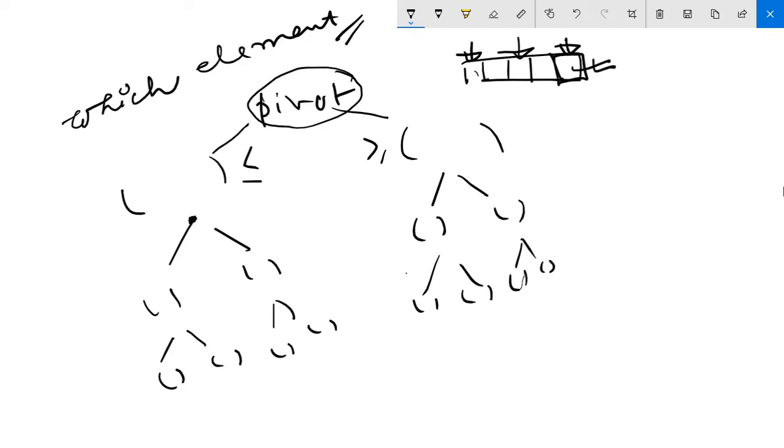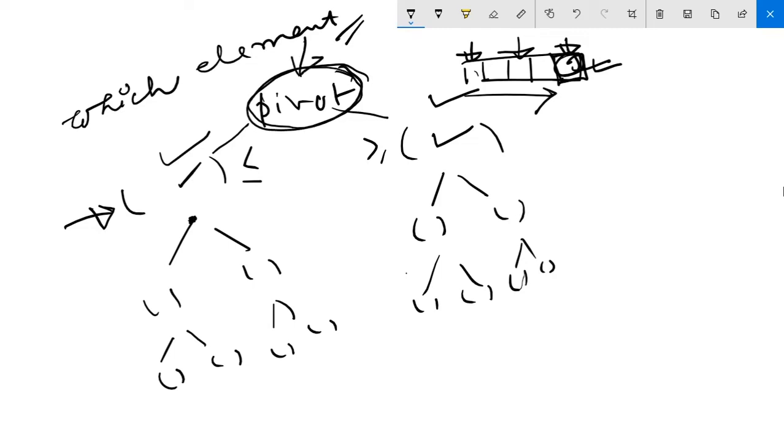Only thing is that after choosing the pivot element, the scanning of the whole array will happen. Whichever element is less than the pivot element will come to the left side. Whichever element is more than the pivot element will come to the right side. Is it clear or no? Next time you will pick another pivot element from here, another pivot element from here. A similar process will keep continuing. Once you choose the pivot element, it gets its proper location.